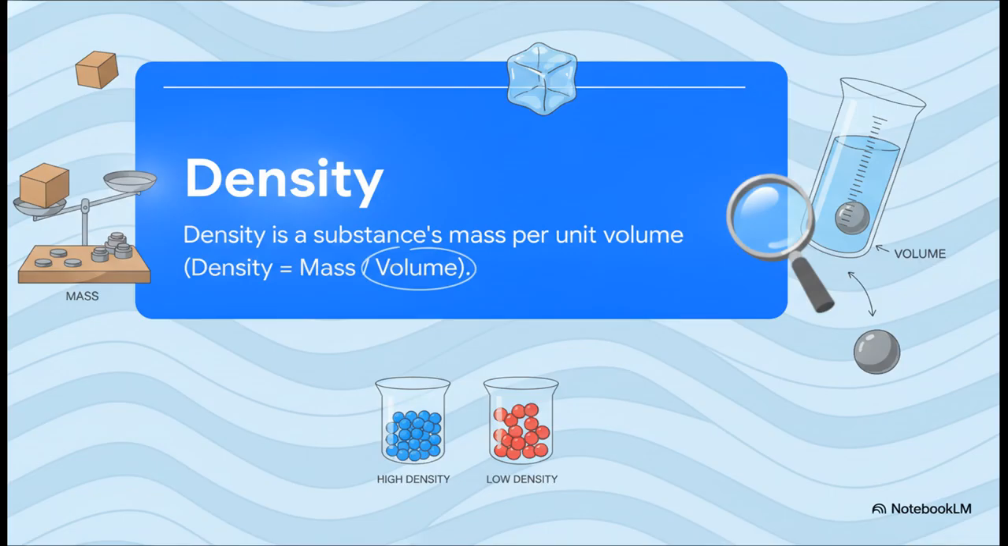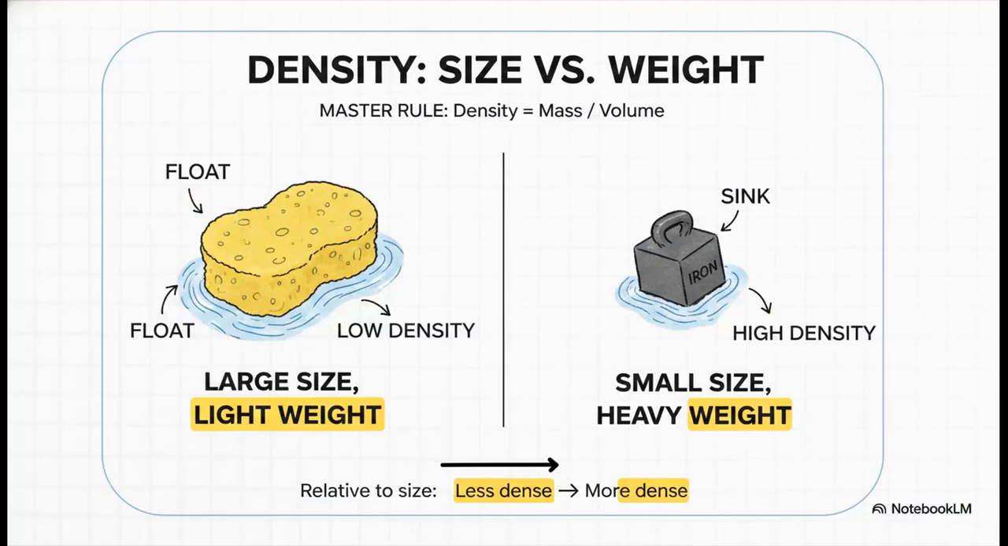इसका simple मतलब ये है कि हम देखते हैं कि एक specific volume, यानी दी गई space में कितना mass packed है. Remember these three words: density, mass, and volume. To put it simply, density is just a measure of how heavy something is compared to its size, meaning its volume. ये एक master rule है, guys.